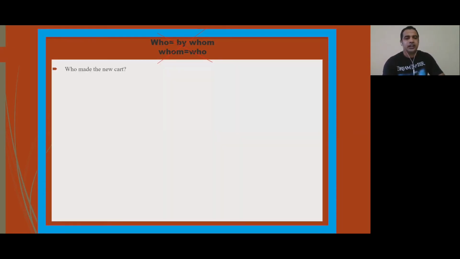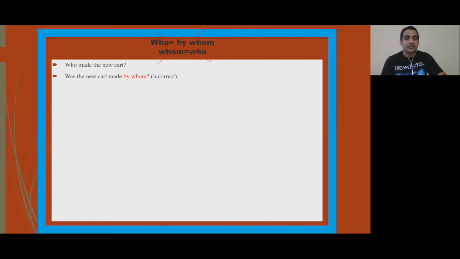First of all, who made the new cut? For who, we can write what the rule suggests: was the new cut made by whom? By, and who is the object. What is the object form of who? Whom. So by who will be by whom.